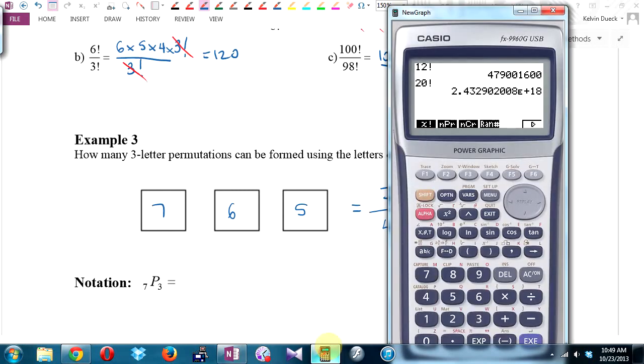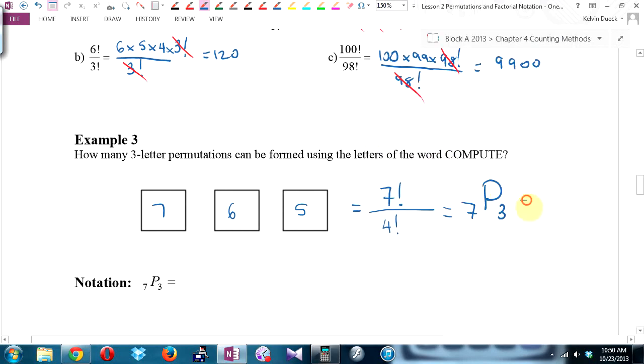Hey, do you have an nPr button on your calculator? Yeah. From 7, permutate 3 of them. That is going to go 7 factorial divided by 4 factorial. That is going to go 7 times 6 times 5, which is 210. It's right next to the factorial. It's all in the same area, right? This is why I made all of you get a graphing calculator. This is crucial.